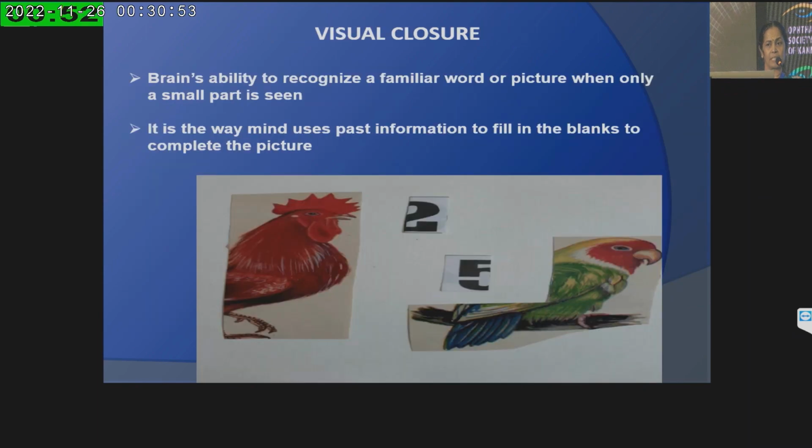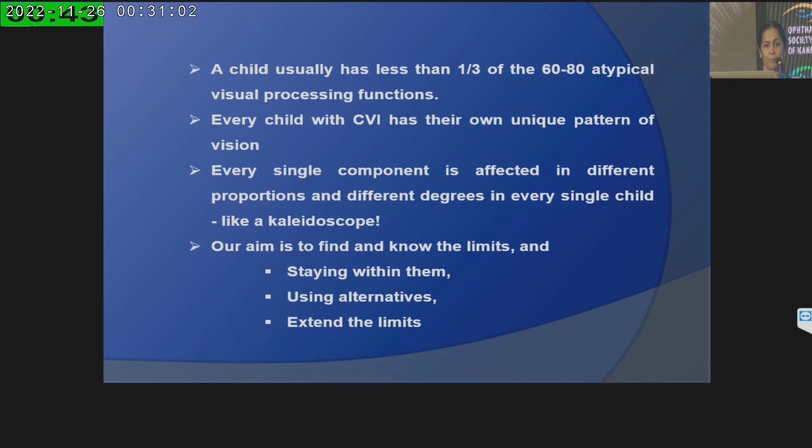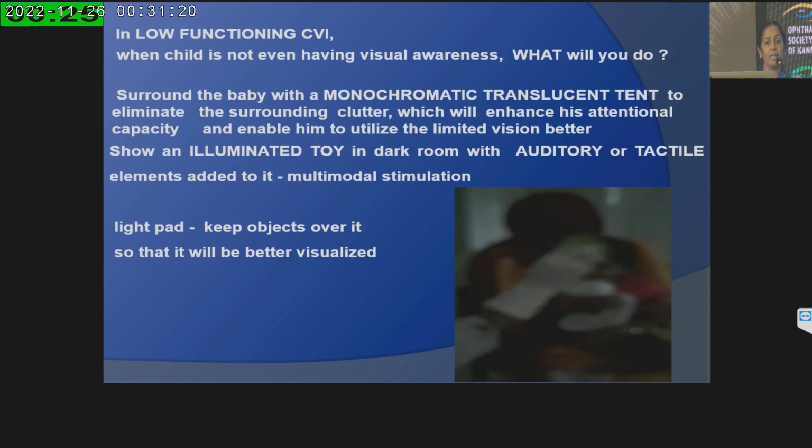Eye-hand coordination should be tested, and visual closure, whether he is able to recognize a familiar word or picture when only a small part is seen. This is very important in reading. A child usually has one-third of 60 to 80 atypical processing functions. Every child with CVI has their own unique pattern of vision, and our aim is to find and know the limits, stay within them, use alternatives, and extend the limit. In low functioning CVI, when the child does not even have visual awareness, what will you do?